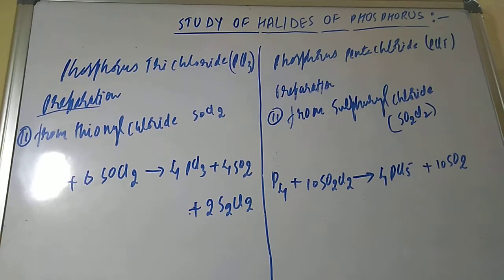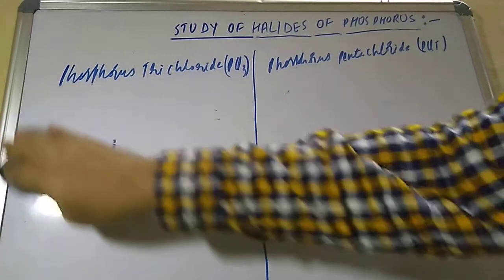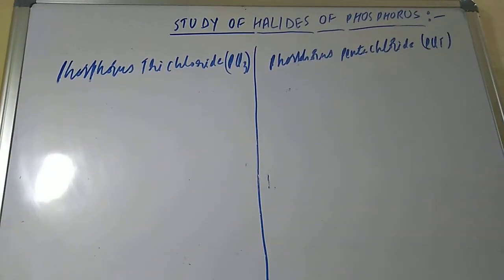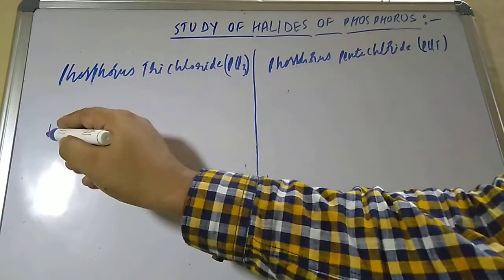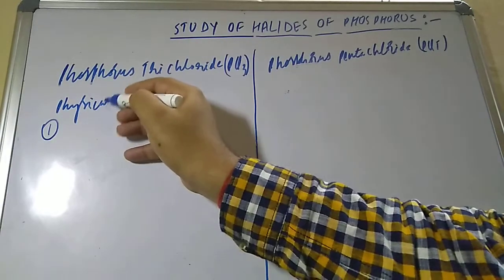Now let us go and study some of the physical properties and chemical properties of PCl5 and PCl3. When you do a comparative study, the understanding increases. So we are going to study the physical properties.